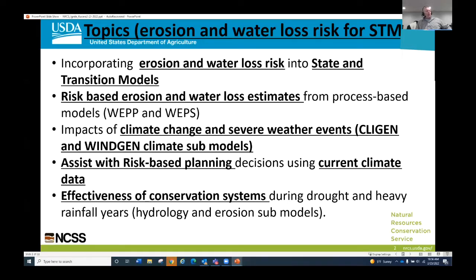Incorporating risk-based planning decisions using current climate data. Also, how effective are our systems? Right now, we only use a long-term average erosion. So how effective are those systems during drought and heavy rainfall years?